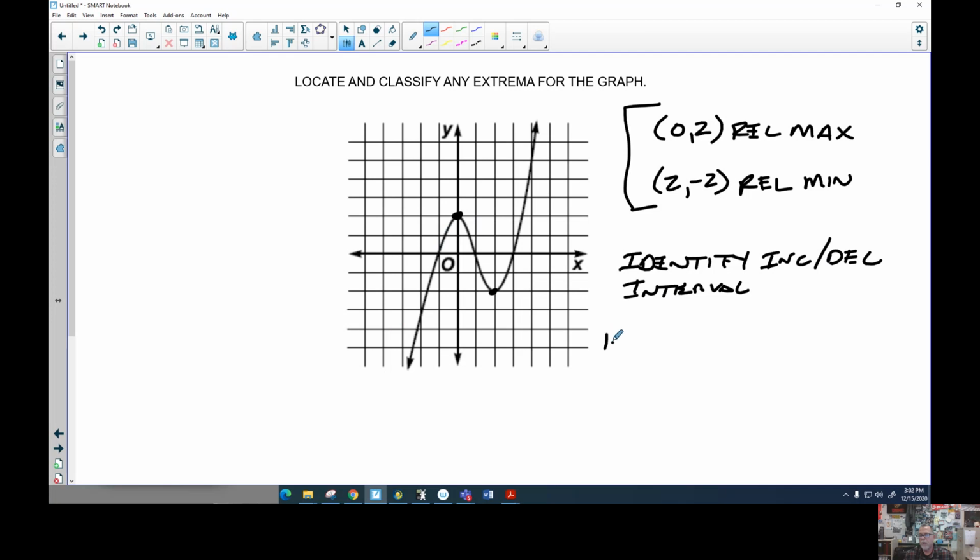Remember I said when we do increasing, decreasing, we make 2 headings. Increasing, it looks like from negative infinity, using our interval notation, negative infinity to 0. We use the x's from negative infinity to 0 on the x-axis. It is increasing. Then it's decreasing from 0 to 2 on the x-axis. And then it's increasing from that point on, from 2 to positive infinity. And we would have identified increasing, decreasing intervals and relative extrema, right? Let's keep going. Another example.